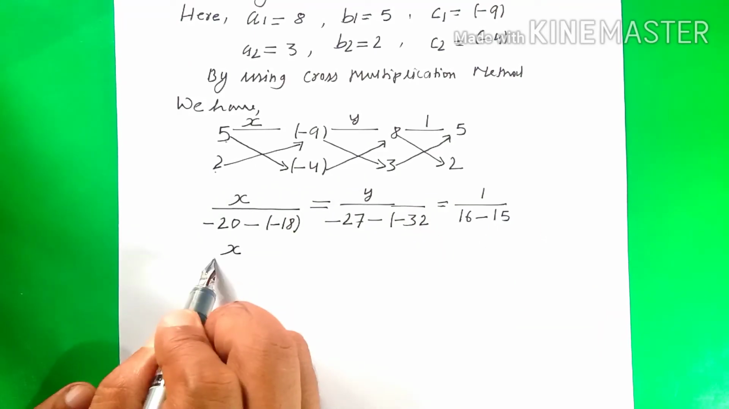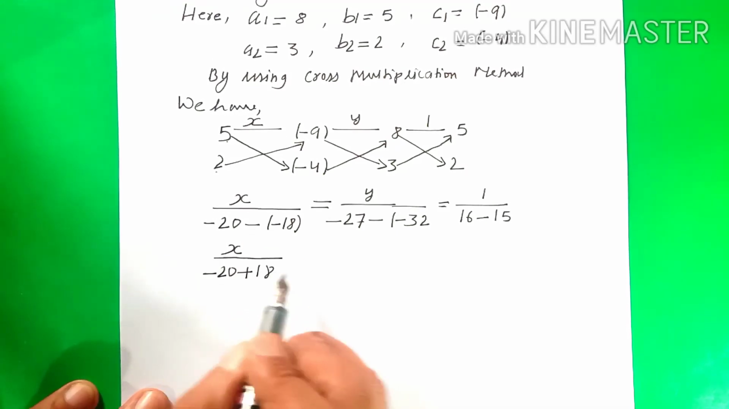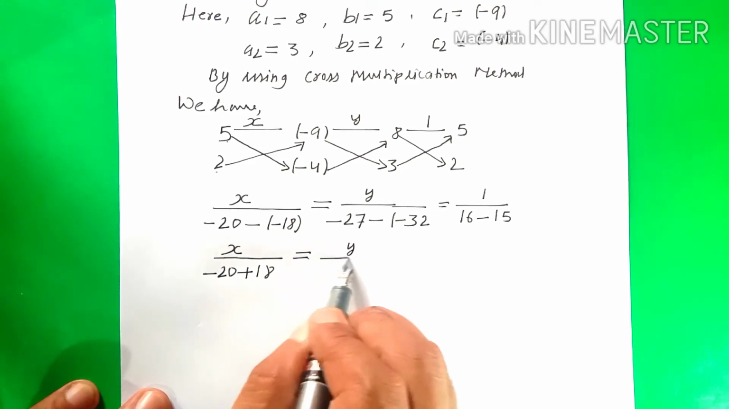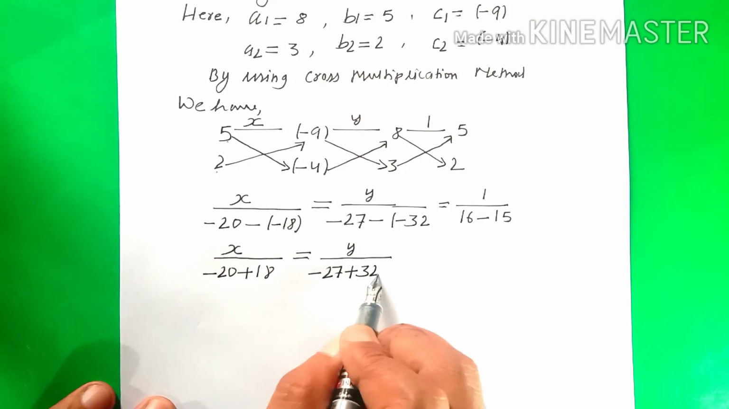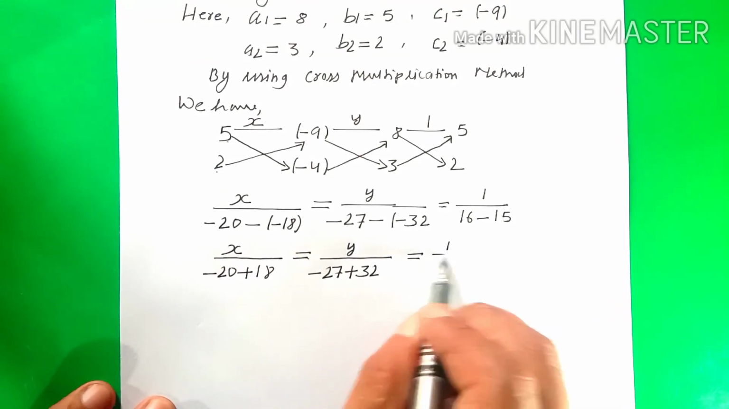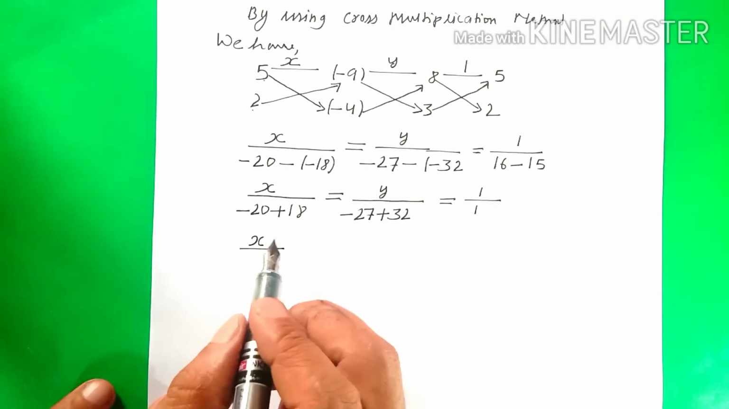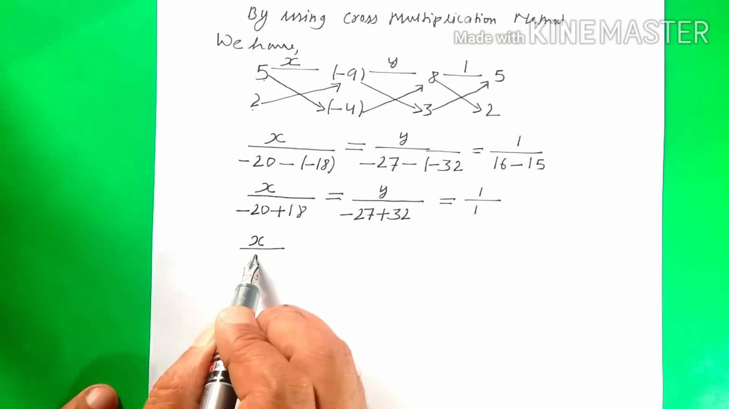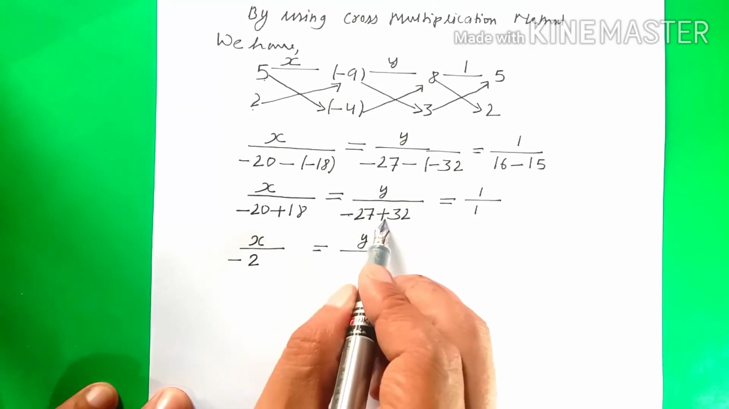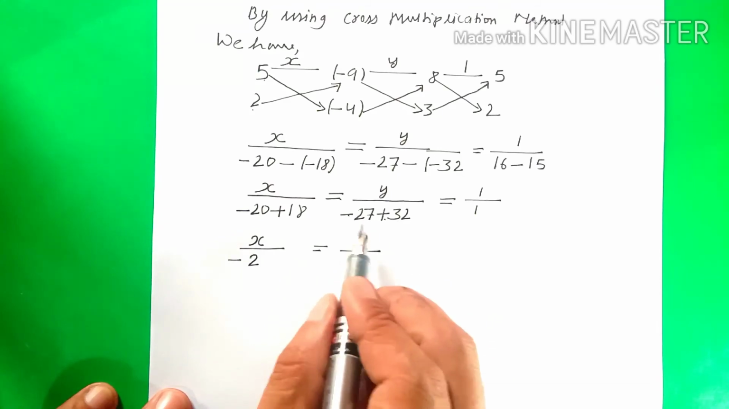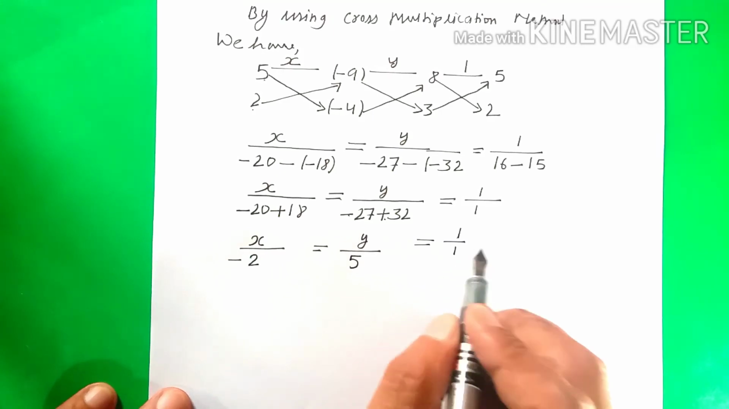Again here x upon minus 20 minus minus are plus 18, also equals to y divided by, we have here minus 27 minus minus are plus 32, which is also equal to 1 divided by 1. X divided by minus plus will be minus, which is we get here 2, but sign still negative, which is also equal to y divided by minus plus will be minus 32 minus 27, which is equal to 5. Again here equal 1 divided by 1.